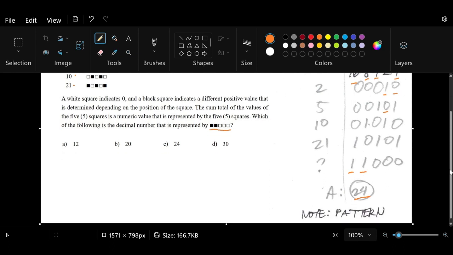24 is actually the correct answer, but we need to know which letter has the decimal number 24. And from among the choices, we find that it's letter C.